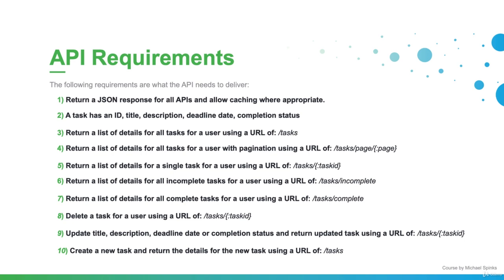Now we need to be able to delete a task for a given ID. And for this, the route will be /tasks/1, for example, for task ID 1, or /tasks/2.